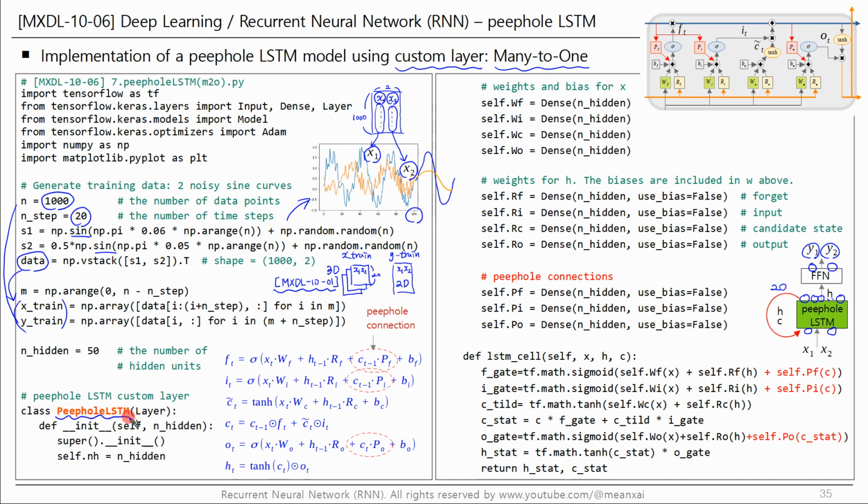Now let's write a class for a Peephole LSTM cell using Keras custom layer. It takes as input the number of neurons. In a Peephole LSTM cell, there are 4 matrices W that are multiplied with the current input xt, and 4 matrices R that are multiplied with the previous hidden state ht-1. Additionally, there are 3 matrices P that are multiplied with the previous cell state ct-1, and current cell state ct.